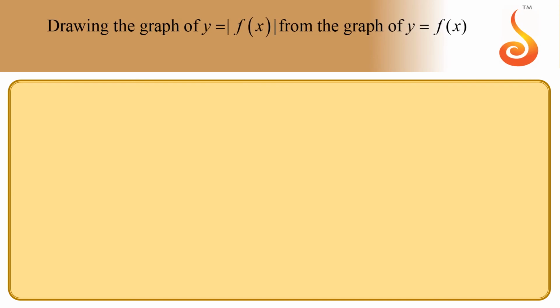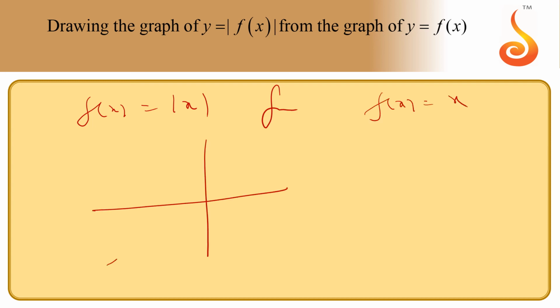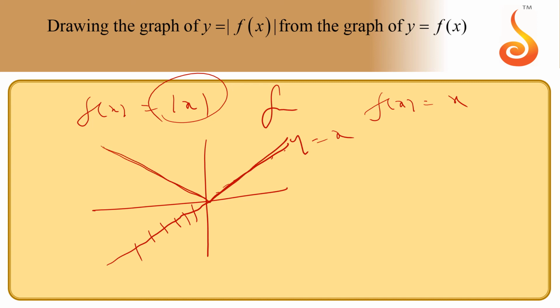So how to draw the graph of y equals mod f of x from the graph of y equals f of x? Here what you are doing is making the image positive, meaning images are always positive. A simple example: f of x equals mod x from f of x equals x. This is y equals x, but I want mod x. This part is already positive, so no effect. This will be taken as the image. So this will be the mod x graph.